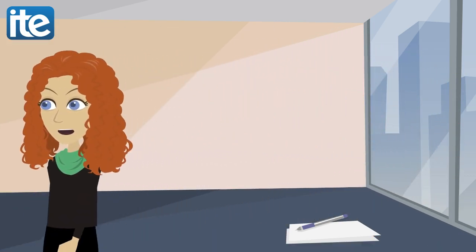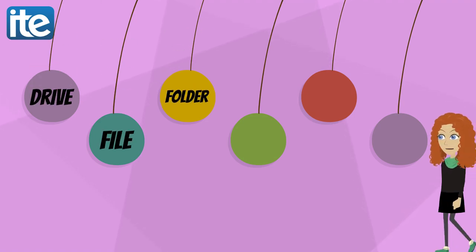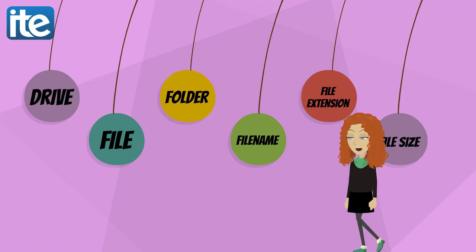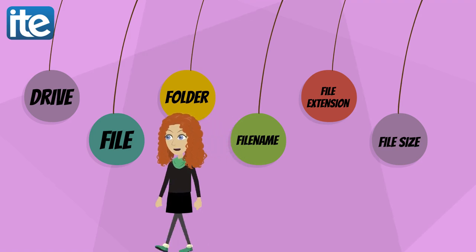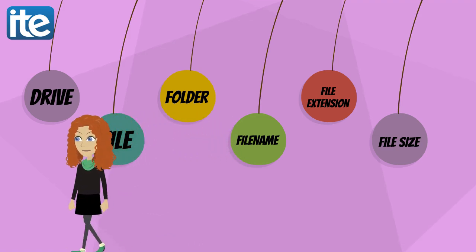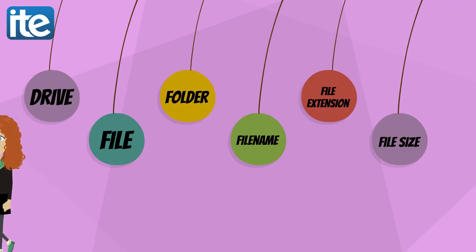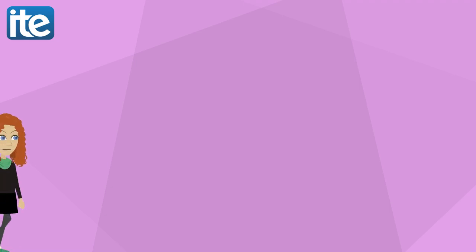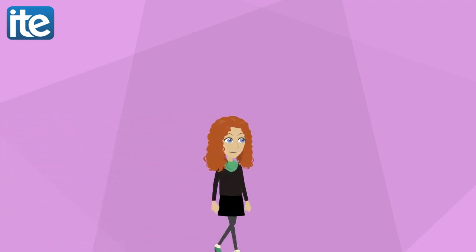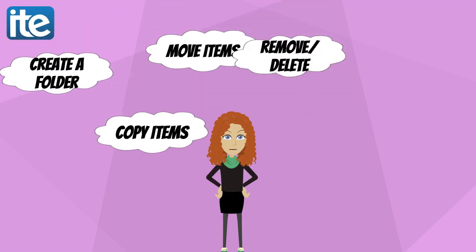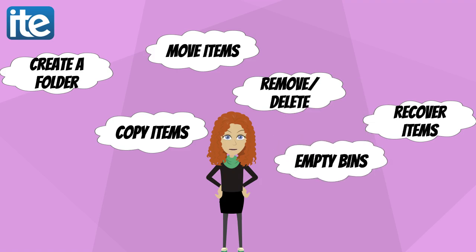Let's review what we have learned today. We began by identifying the 6 elements that make up the fundamentals of file management: the drive, the file, the folder, the file name, the file extension, and the file size. We then got down to the nitty-gritty of how to handle all of these items. We learned how to create a folder, how to copy items, how to move items, how to remove or delete items, how to empty the bins, and how to recover items that get accidentally sent to the bins.